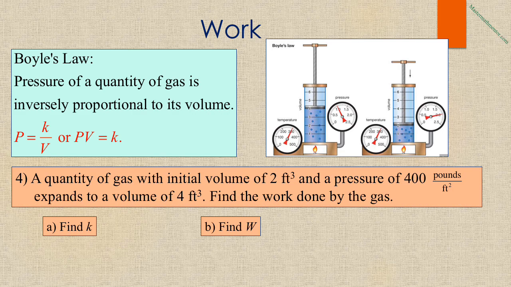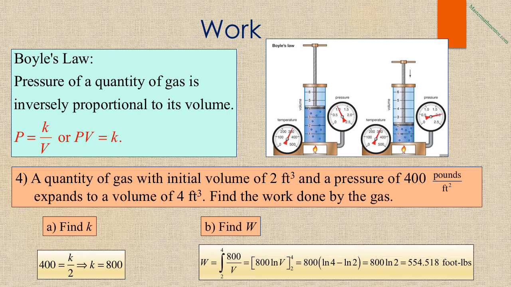In number 4, we are told that a quantity of gas with initial volume of 2 cubic feet and a pressure of 400 pounds per square foot expands to a volume of 4 cubic feet. We would like to find the work done by the gas. Two steps here. First, we have to find our constant K, and from there, we can write our formula to find the amount of work done, W. To find K, we use the formula P is equal to K over V, or 400 is equal to K over 2, and we get K to be 800.